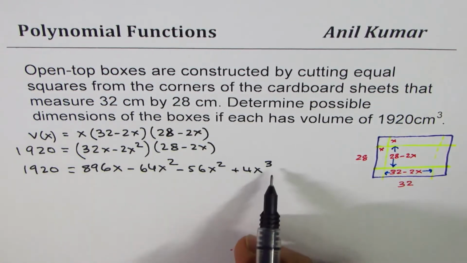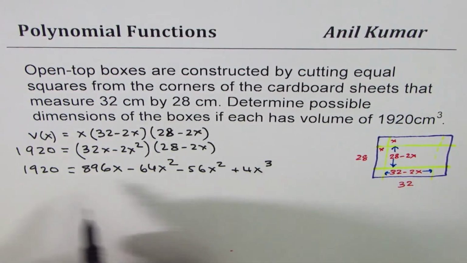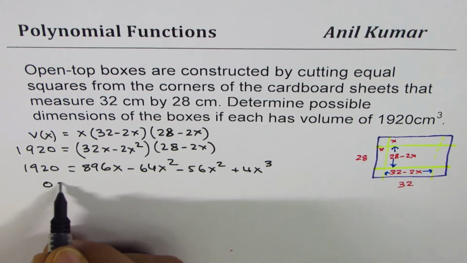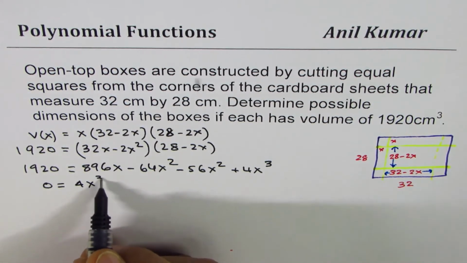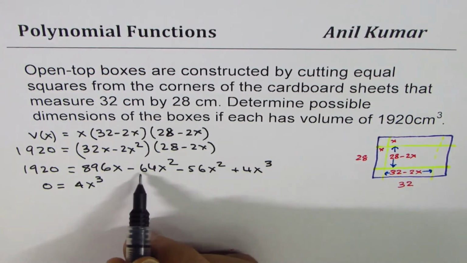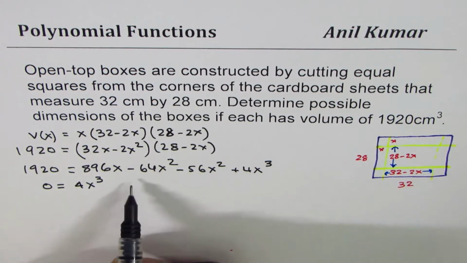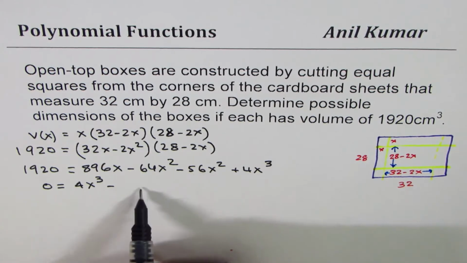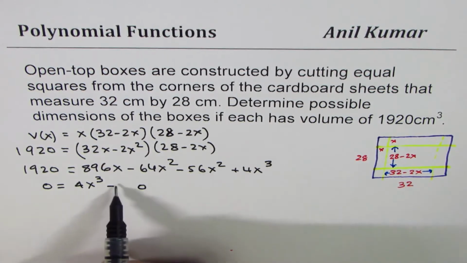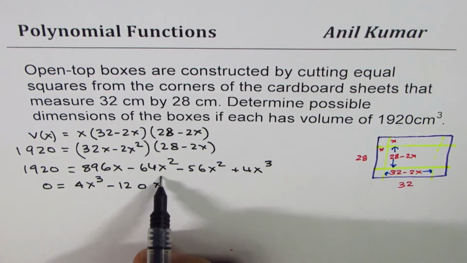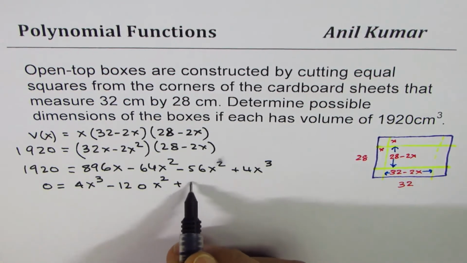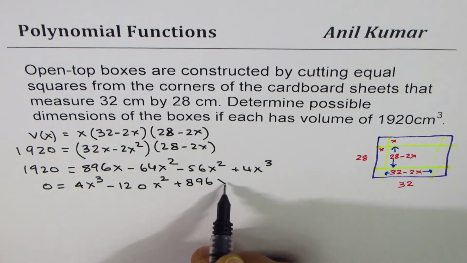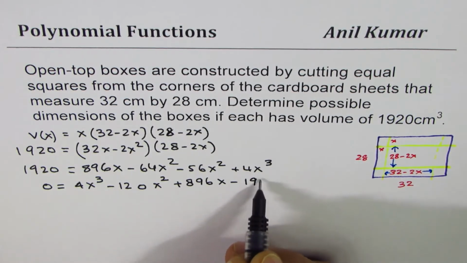Let's bring 1920 to the right side and rearrange this equation. So we get 0 equals 4x cubed. Combine these two terms. When we combine, we get negative 64 minus 56, which is negative 120x squared, plus 896x minus 1920. Correct?